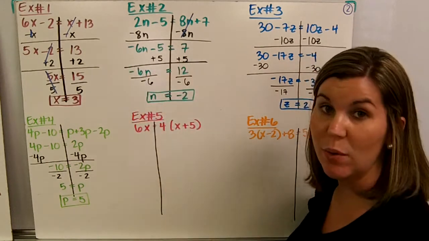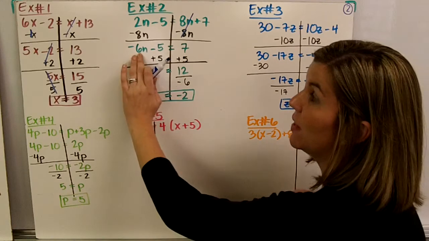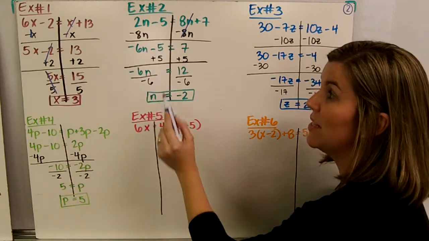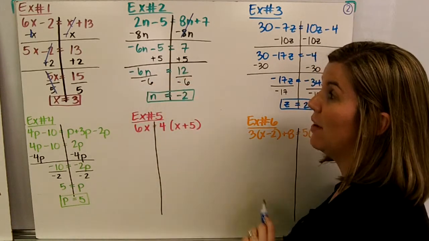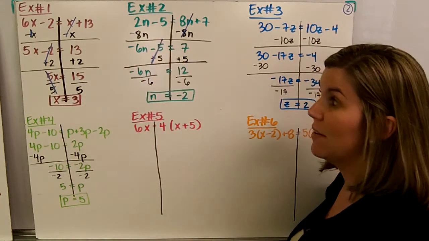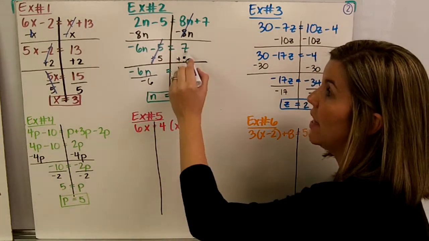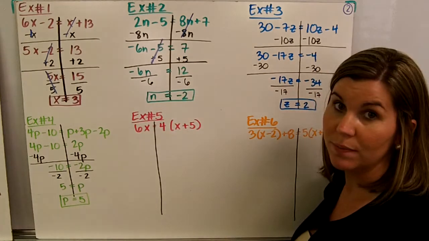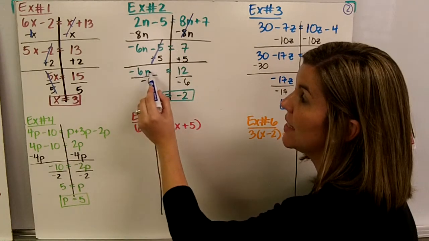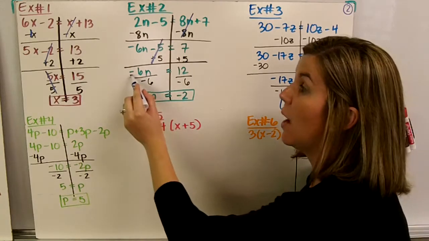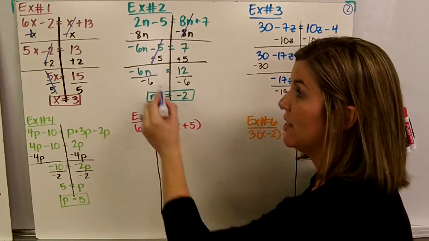Now we have a two-step equation. So we need the variable by itself. This is minus 5, so the opposite is to add 5 to both sides. The 5's cancel. Negative 6n comes down. 7 plus 5 is 12. This is negative 6 times n, so the opposite would be to divide by negative 6.